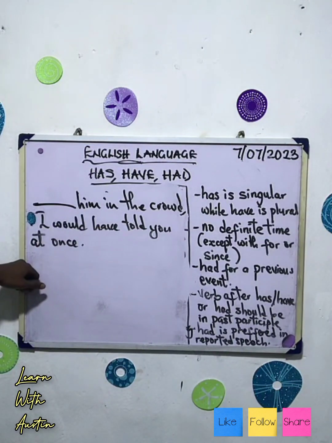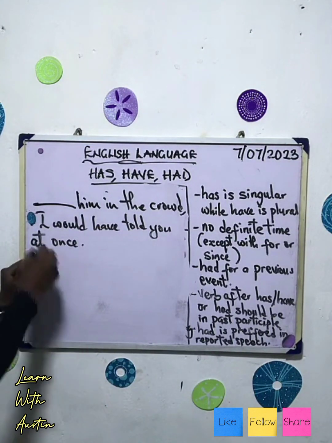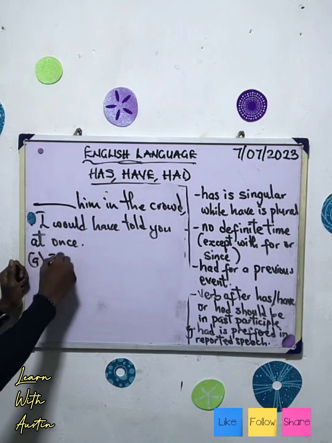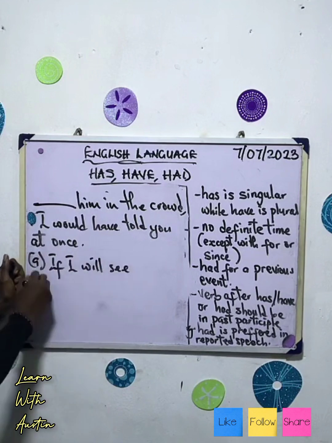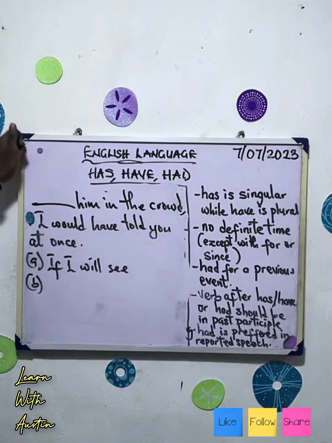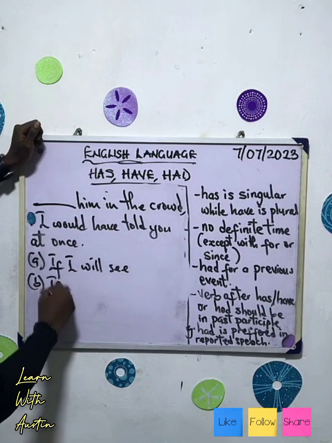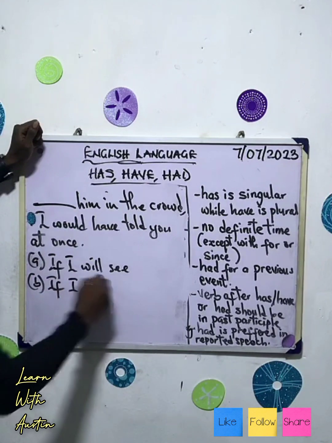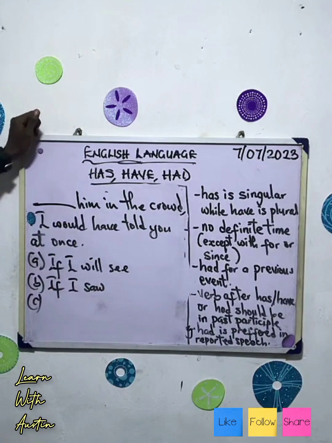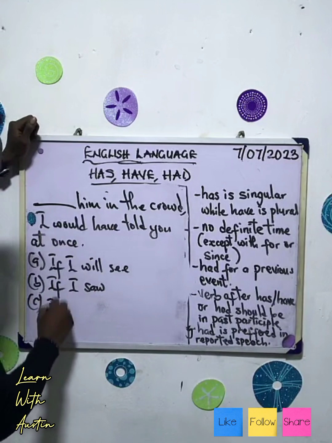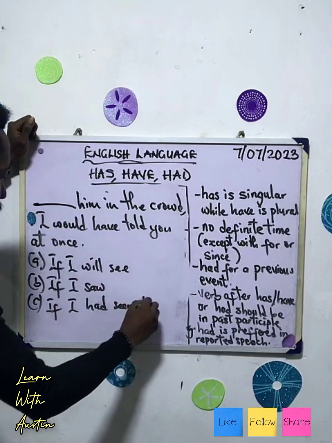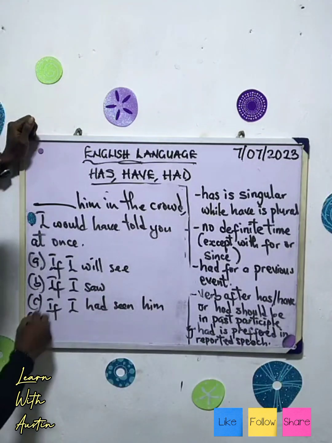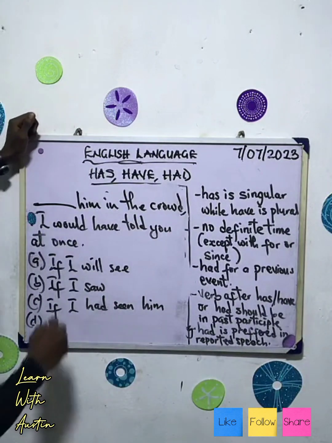Dash him in the crowd, I would have told you at once. A, if I will see him. B, if I saw him. C, if I've seen him. D, if I had seen him. E, should I see him?